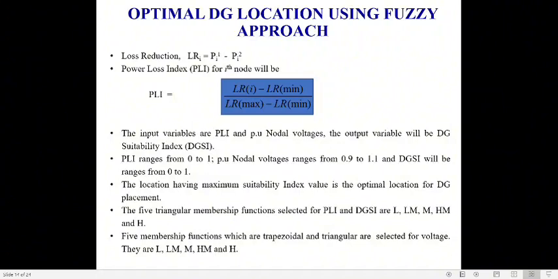5 membership functions, which are trapezoidal and triangular, are selected for voltage. They are L, LM, M, HM and H, where L means low, LM means low medium, M means medium, HM means high medium and H means high.